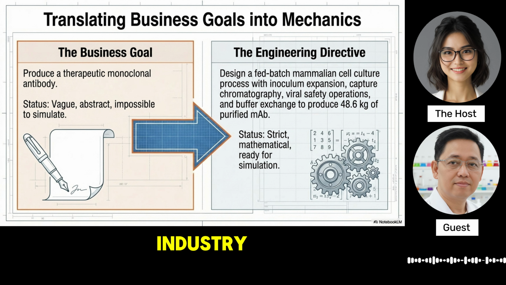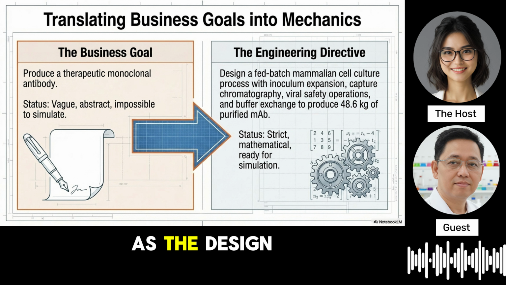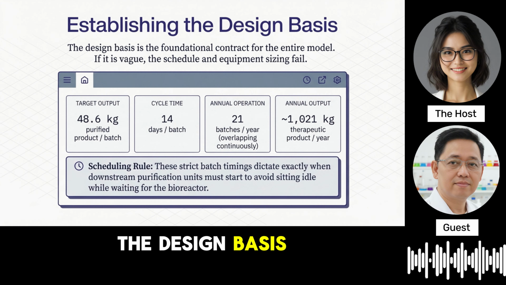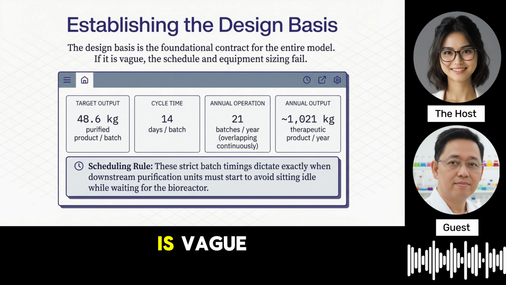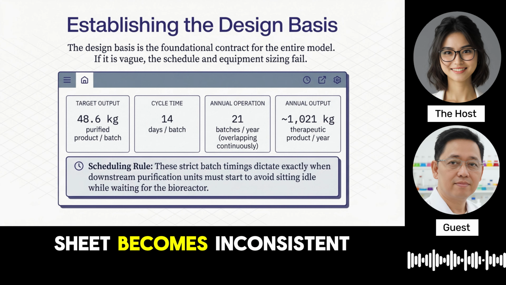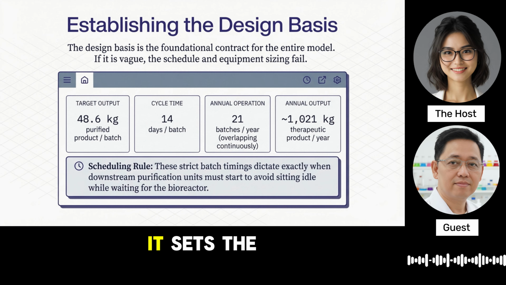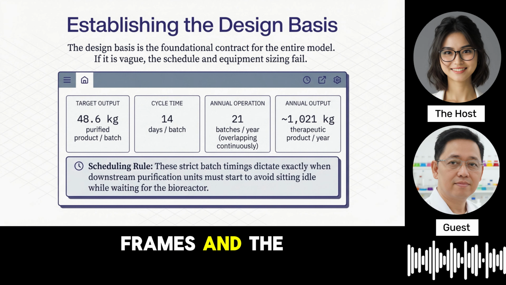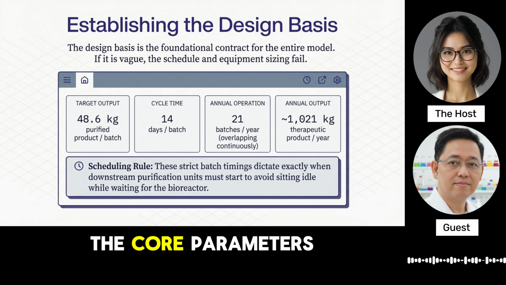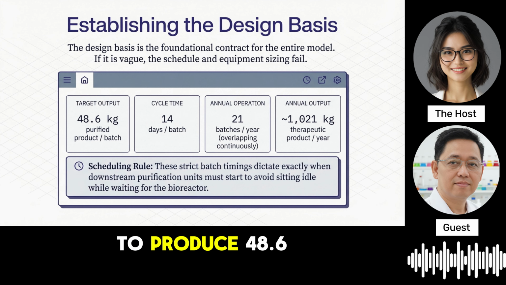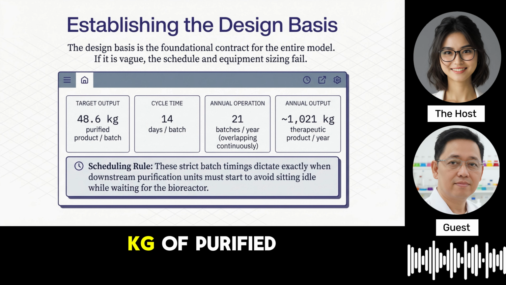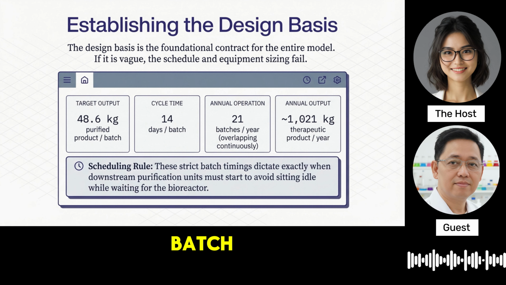In the bioprocess industry, this set of boundaries is known as the design basis. Right, the design basis acts as the foundational contract for the whole model. If the foundation is vague, the entire flow sheet becomes inconsistent and just collapses. It sets the scale, the time frames, and the material limits. Let's look at the core parameters of this base case contract. The target is to produce 48.6 kilograms of purified product per single batch.